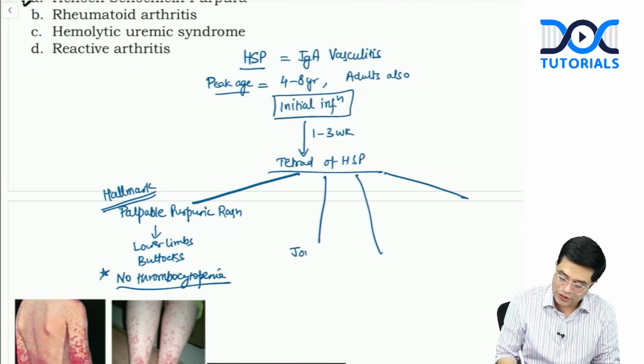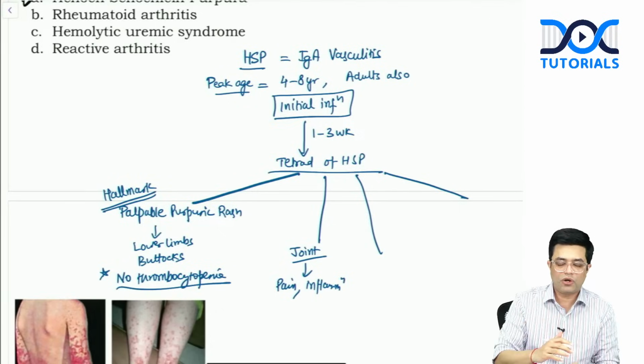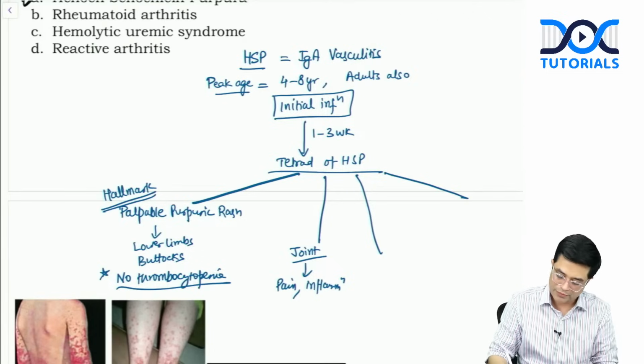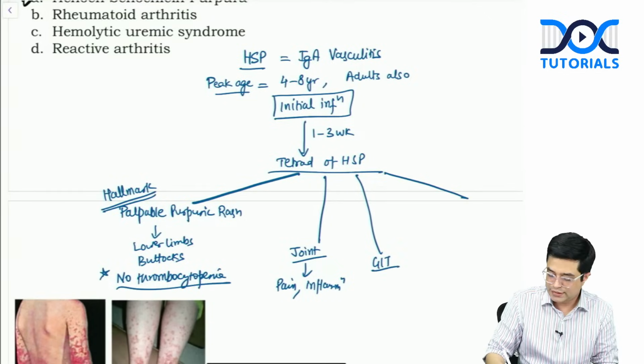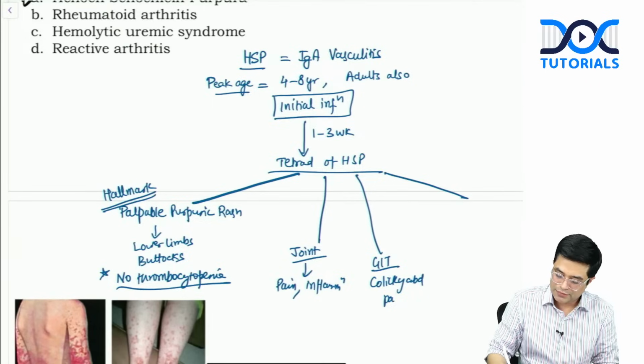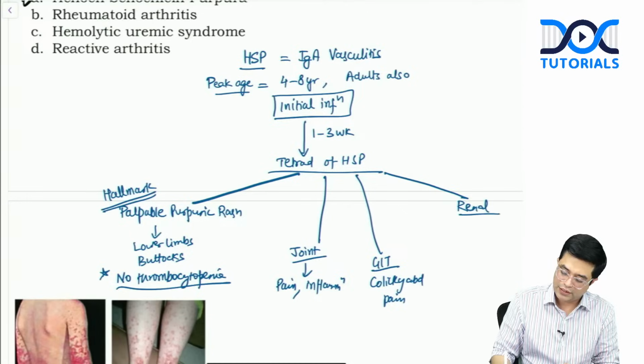Second, in these patients there is joint involvement. Joint involvement is pain in the joint or inflammation in the joint. So there can be pain, arthralgia, or complete inflammation, arthritis, can also develop. Third, GIT involvement, which manifests in the form of colicky abdominal pain. Sometimes, rarely, you can have GI bleeding also, and then renal involvement, which will occur in the form of hematuria, with or without proteinuria. So glomerulonephritis features will appear.